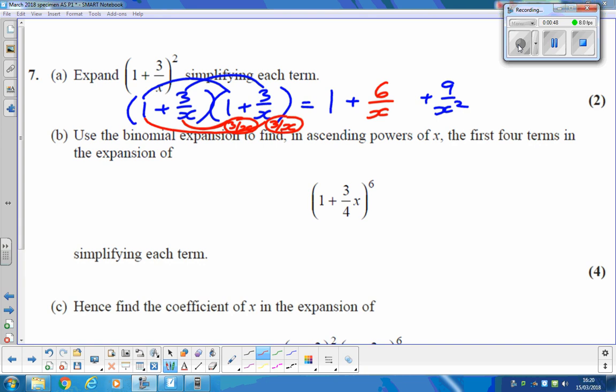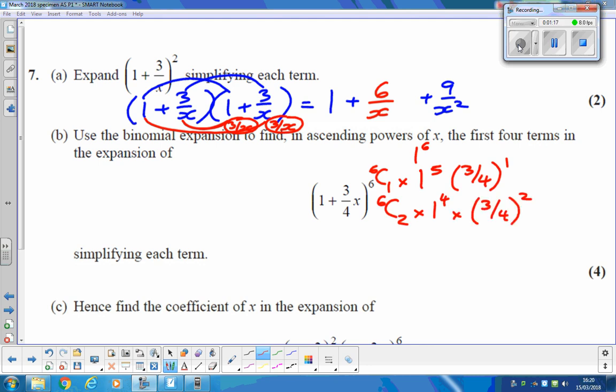Now you're supposed to use the binomial for this one here. The first term is just 1 to the power of 6. Then we've got 1 to the power of 5 and 3/x to the power of 1. But we've got the combinations for that as well. We've got 6 choose 1 here to think of. Continuing the pattern down, we've got 6 choose 2. Then there's 1 to the 4 and 3/x squared.